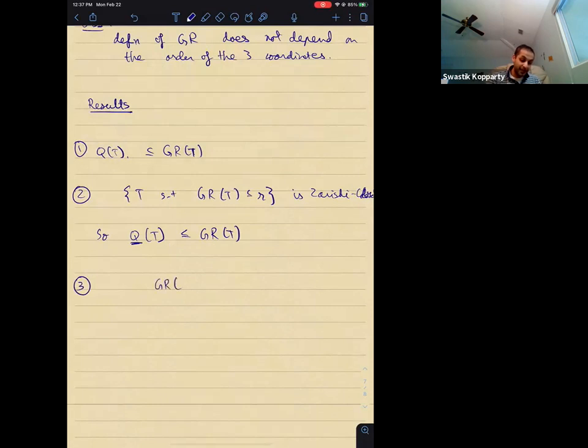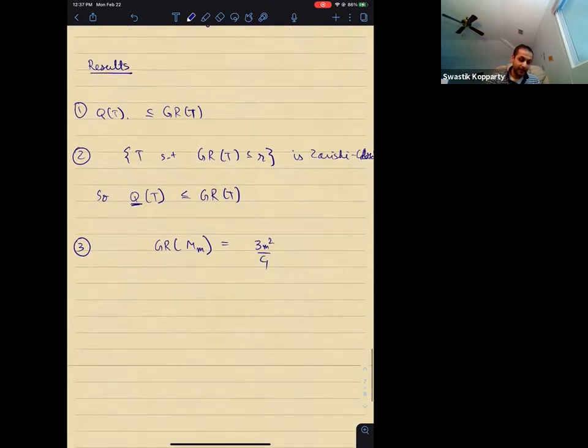Third is that the geometric rank of matrix multiplication is equal to 3m squared over 4. This is an exact formula, and it matches the upper bound of Q bar of T being at least 3m squared over 4. This is by Strassen from the 80s. So this gives an exact formula for Q bar of the matrix multiplication tensor.